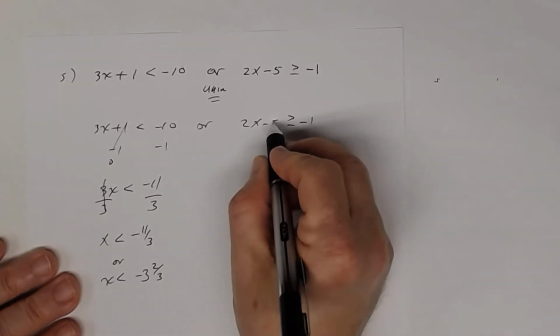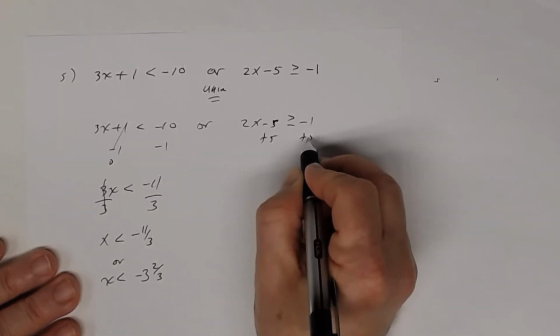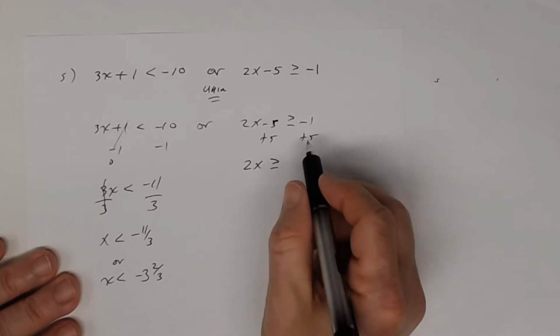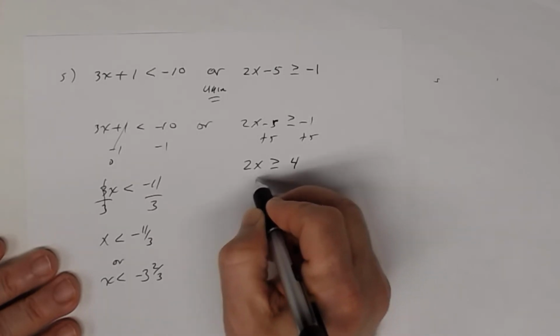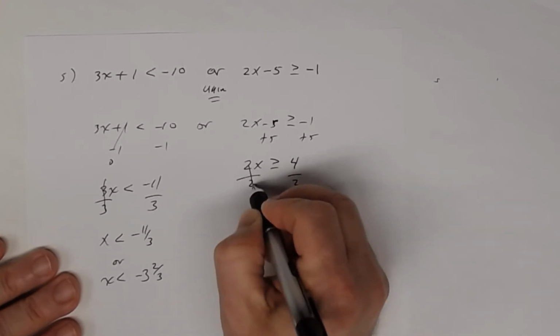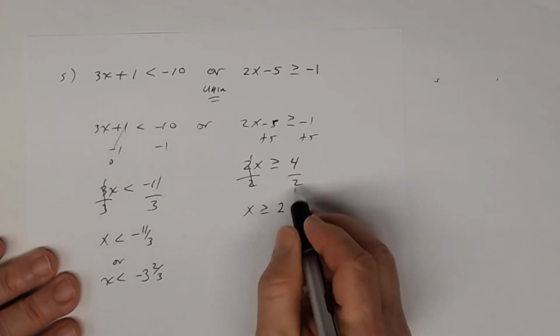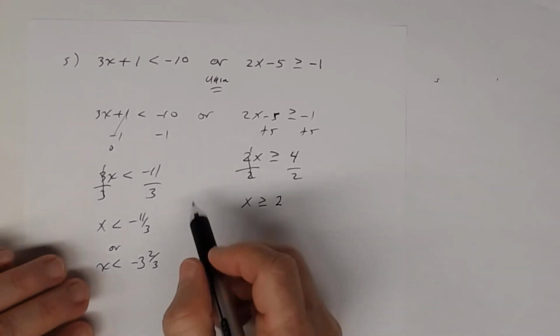Over here, I'm going to add 5 to both sides. And so I get 2x is greater than or equal to -1 plus 5 is 4. Divide both sides by 2, and then reduce. I get x is greater than or equal to 4 divided by 2 is 2. All right, remember that's an OR, correct?